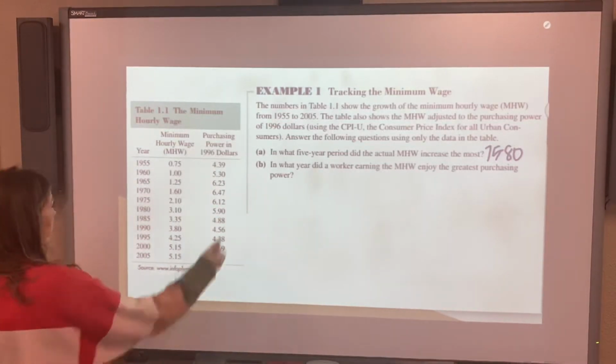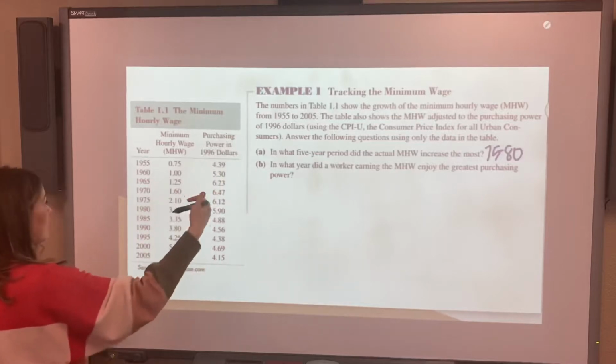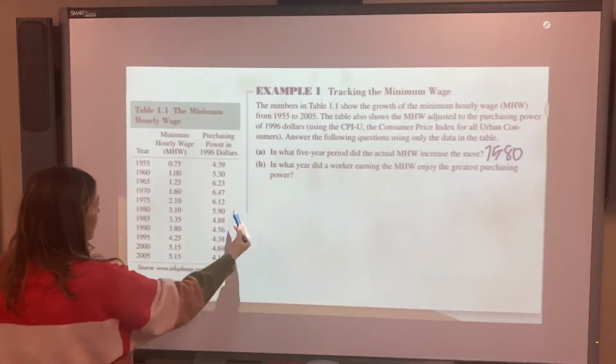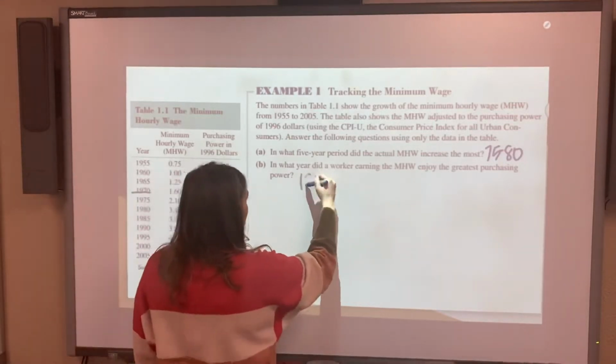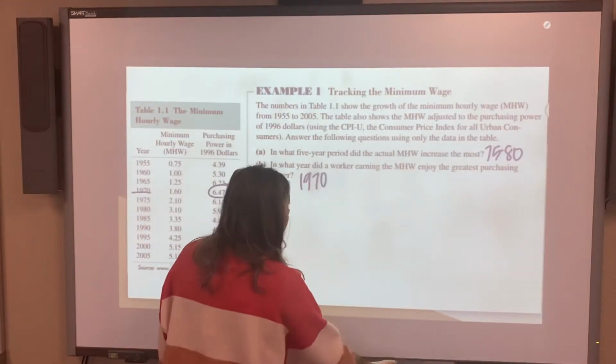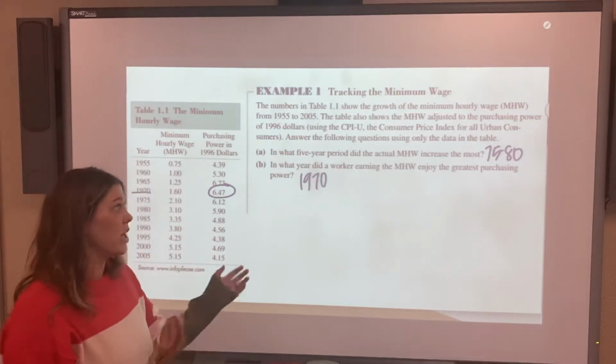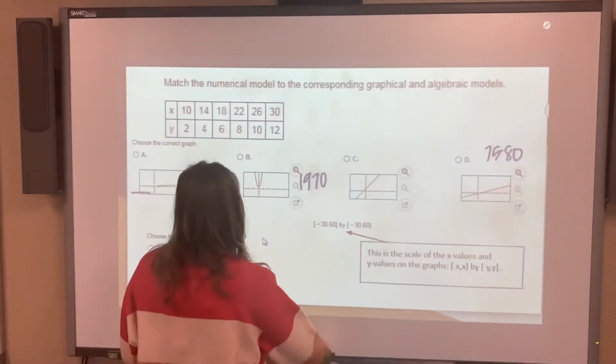Then it says, in what year did the worker earning enjoy the greatest purchasing power? We look at our purchasing power, and what was the greatest? Well, our biggest number is 6.47, which was in 1970. That's all you have to do: just look at what it's asking and answer the questions.